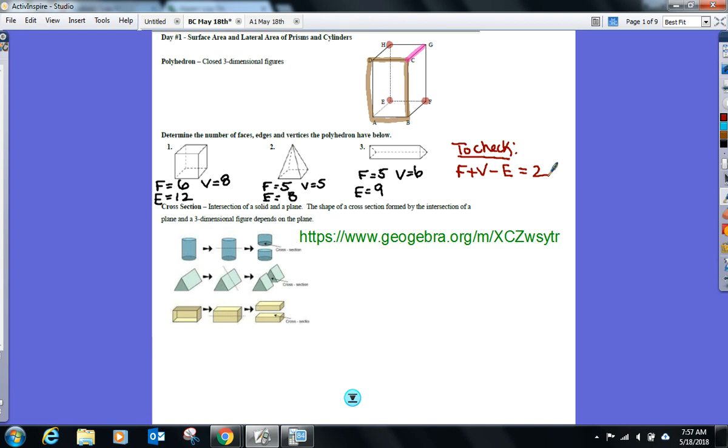So I would like you guys go ahead, go open up your Chromebooks, and if you could go to this GeoGebra website, and we're going to actually take a look at different types of cross sections that could happen, so you guys can visually see what we're doing here.